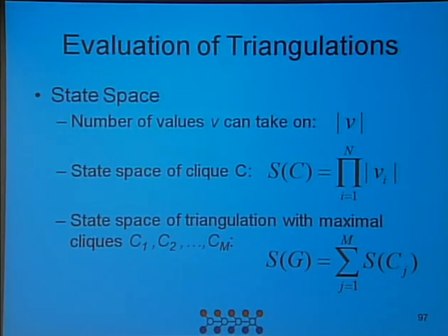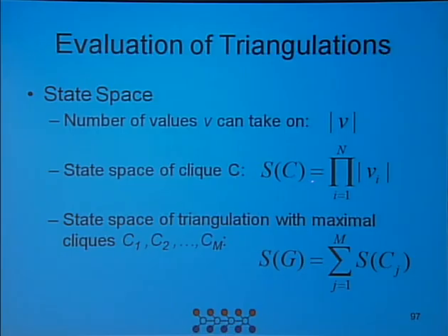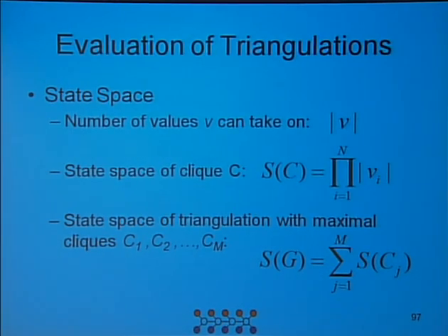The state space of a single variable is just the number of values that variable can take on. The state space of a clique, a set of variables that are all connected together, is just the product of the state spaces of the variables in that clique. And if you have a triangulation with a set of maximal cliques, the state space of the triangulation is just the sum of the state spaces of its maximal cliques. Cliques are important because if there's a clique, it means that their joint probability doesn't factor. Yes, in some sense, that's how many values I'll have to specify for the configuration anyway.